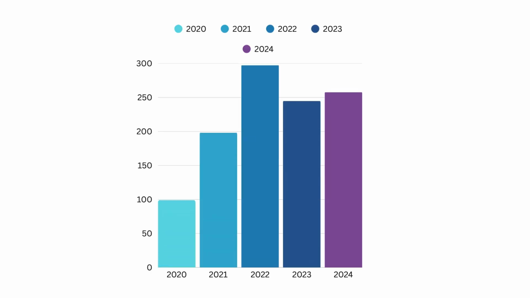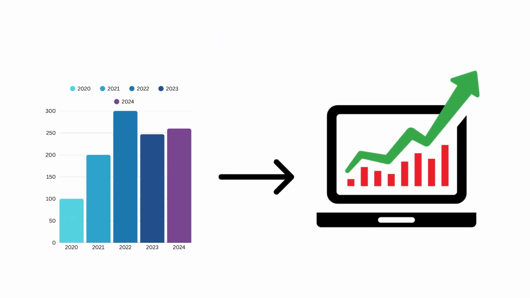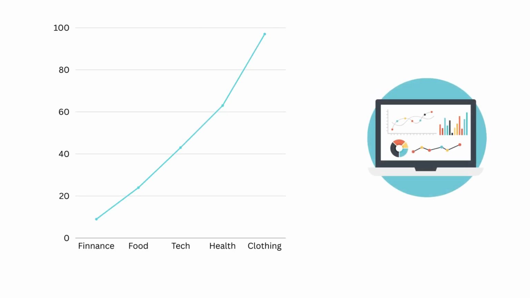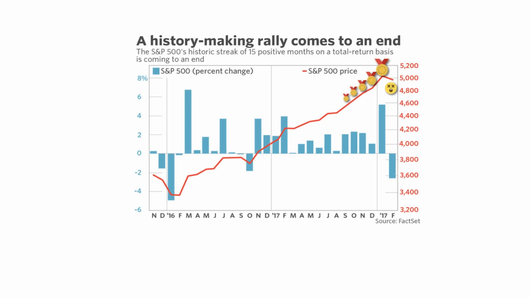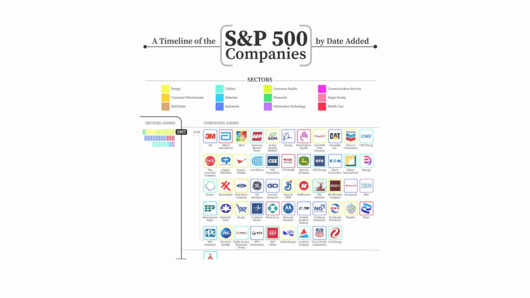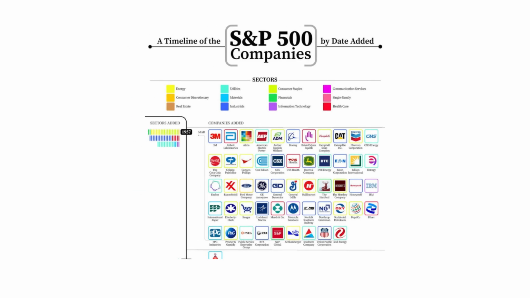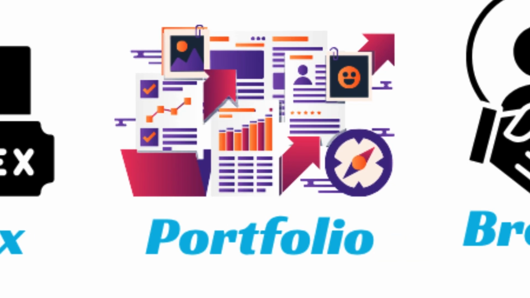Index. An index tracks the performance of a group of stocks. It helps measure how the market or a sector is doing. Example, the S&P 500 shows how the 500 largest U.S. companies are performing overall.